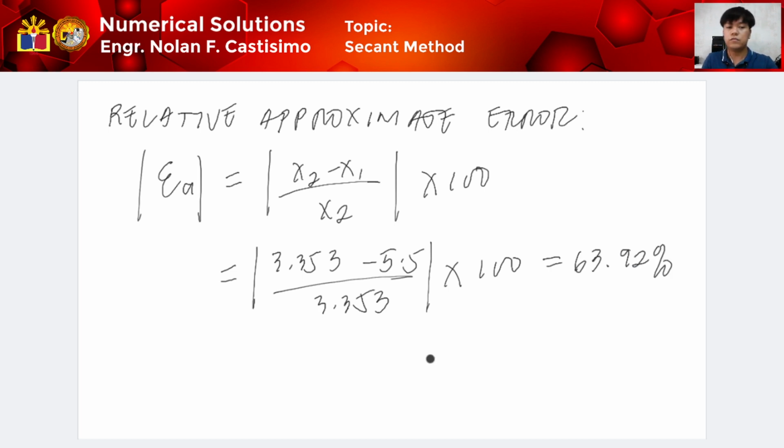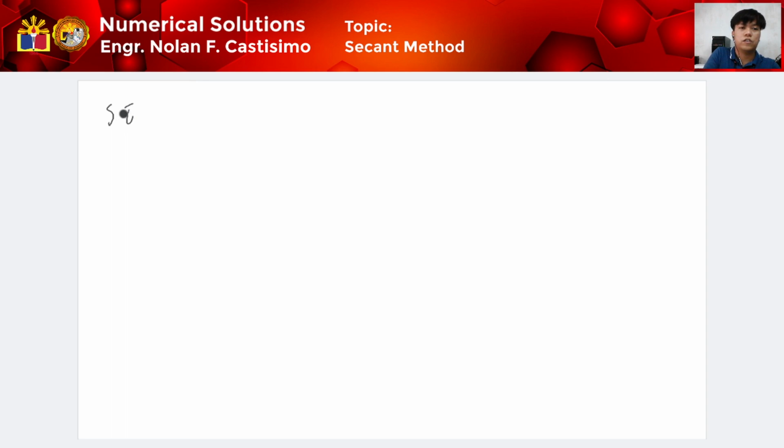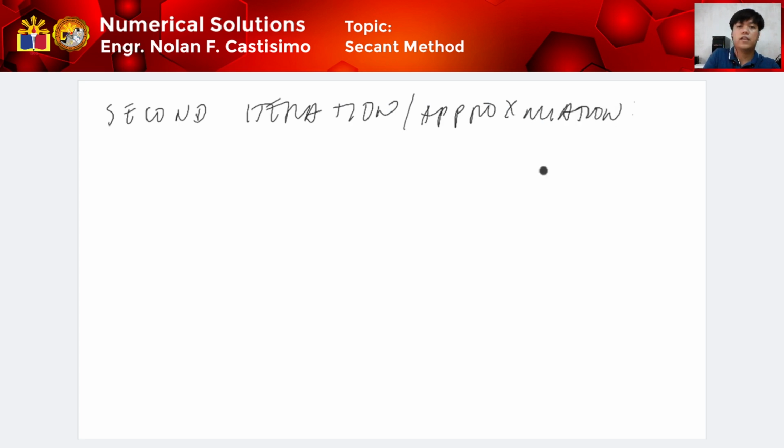So proceeding to our second iteration, or second approximation. Okay. Iteration or approximation, same lang yan ang ibig sabihin dito sa ating numerical solutions. Okay. So next, meron na tayong i is equivalent to 2. Okay. So, from our previous problems, itong i natin, yan si n. N is equivalent to 2. So, same lang yan. Yung position ng current value ng x natin and f of x.